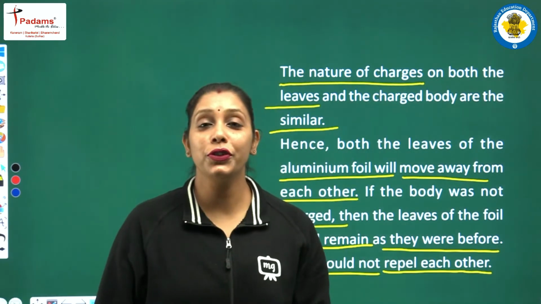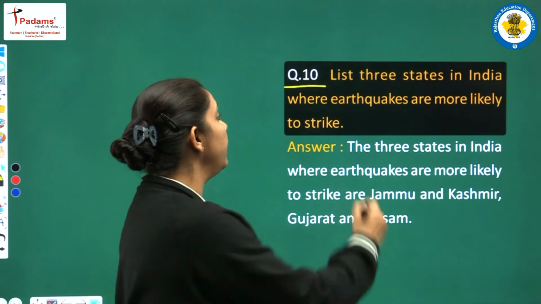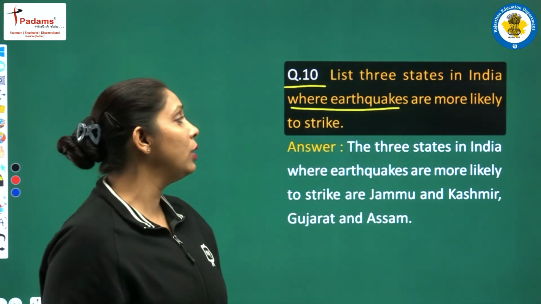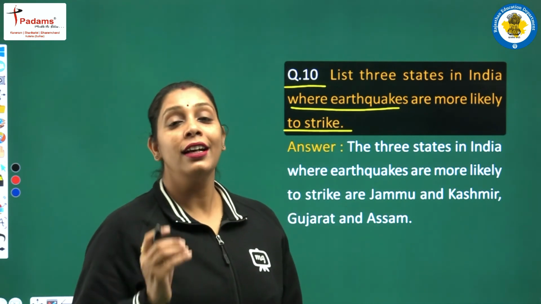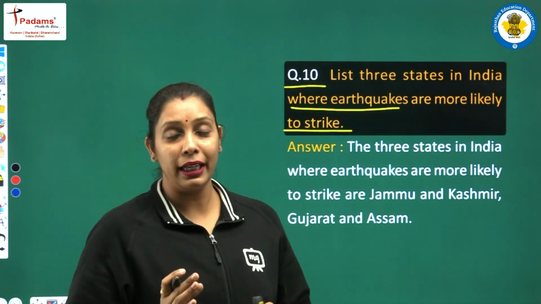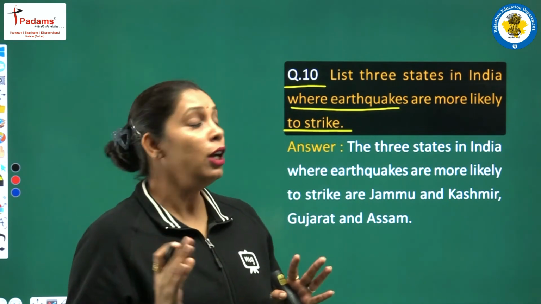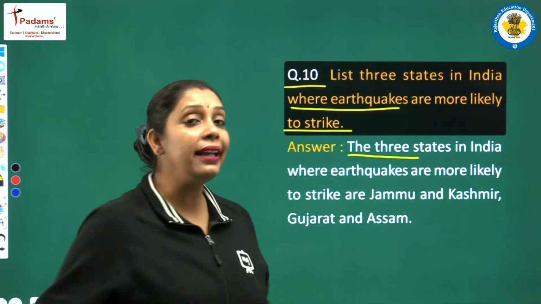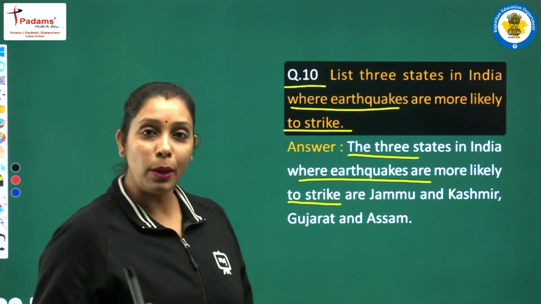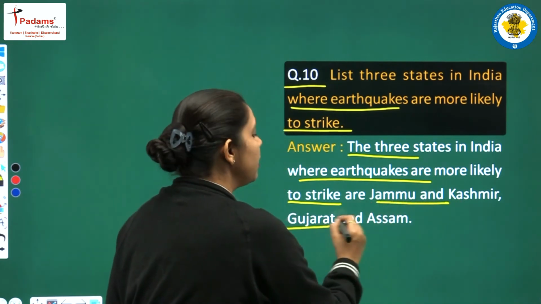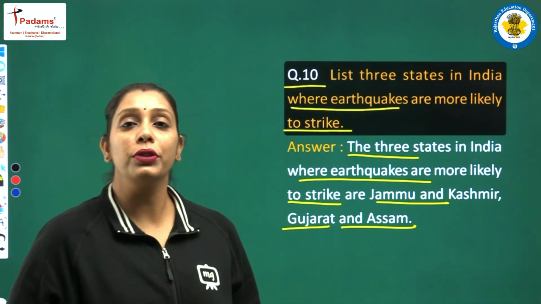Clear, class 8th? Move to the next question, class, and the next question is question number 10. List 3 states in India where earthquakes are more likely to strike. Class, it is not possible for us to predict where and when an earthquake will come, but there are some reasons why earthquakes come frequently in certain places. So students, the 3 states in India where earthquakes are more likely to strike are Jammu and Kashmir, Gujarat and Assam. Remember these 3 states. Clear everyone? Move to the next question.